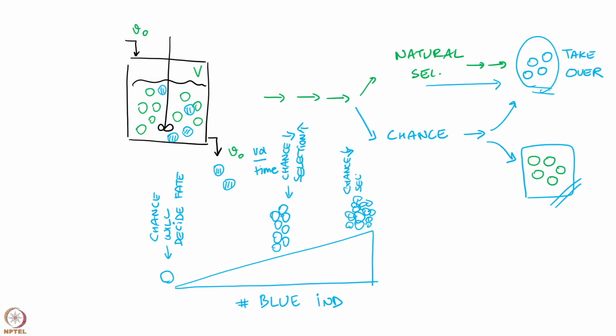So, evolutionary fates are decided by this tussle between chance and selection events that are taking place, and the relative strengths of chance and selection keep changing with time depending on the precise state of the system. In the state when there is only one blue individual here, chance has a much greater role, and as a result it is difficult to say what is going to be the final state of the system.